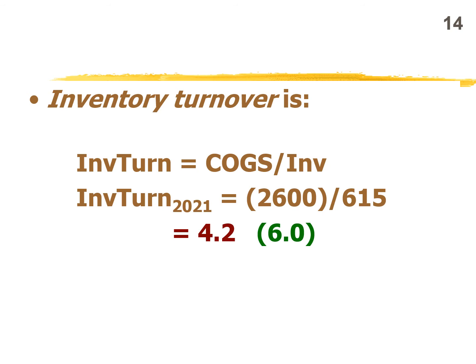Our company generates $4.2 in sales expressed at cost per dollar of inventories. The average company generates $6 in sales expressed at cost per dollar of inventories. Since we want to generate as much activity per dollar of inventories as possible, we would like this ratio to be higher. Since we're well below the industry average, this reflects a very unfavorable comparison. This could be due to insufficient activity, or it could also be due to excessive inventories.